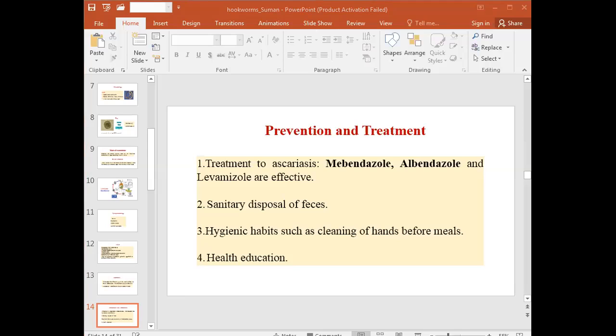And at last, health education. This is very much a must. You have to educate the people who are living in these underdeveloped countries. So health hygiene is the key parameter here. If you improve your hygiene, there is definitely less chance of getting contaminated by the parasite.